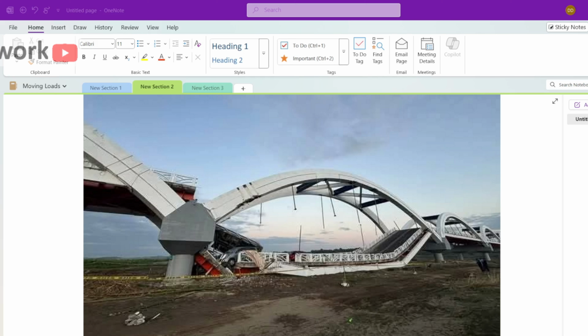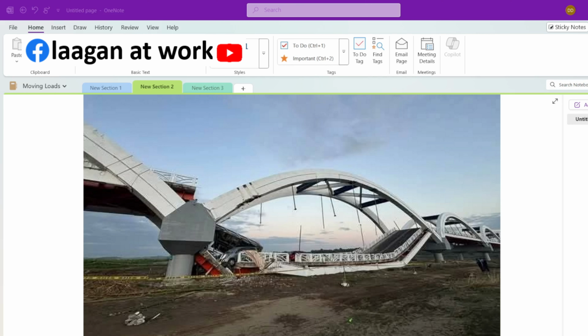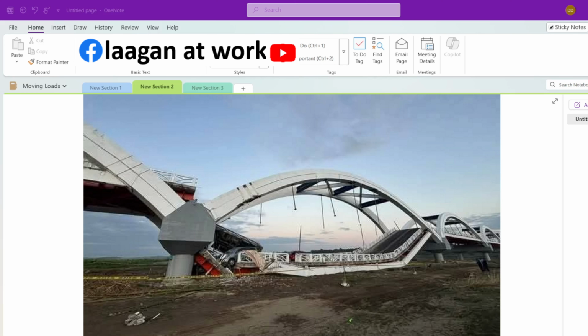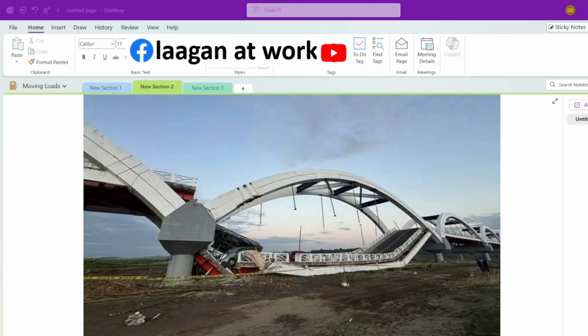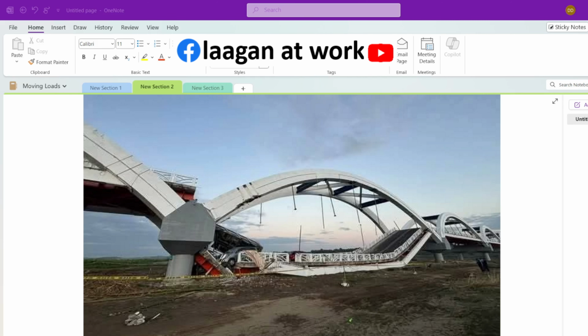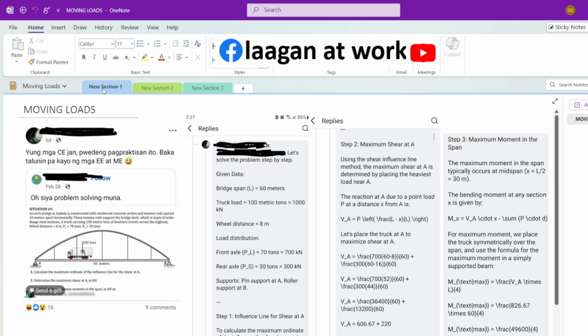This will be a short video regarding moving loads. This is in connection with the recently collapsed bridge in Isabela. And then there was a photo circulating in social media about a problem related to this bridge.